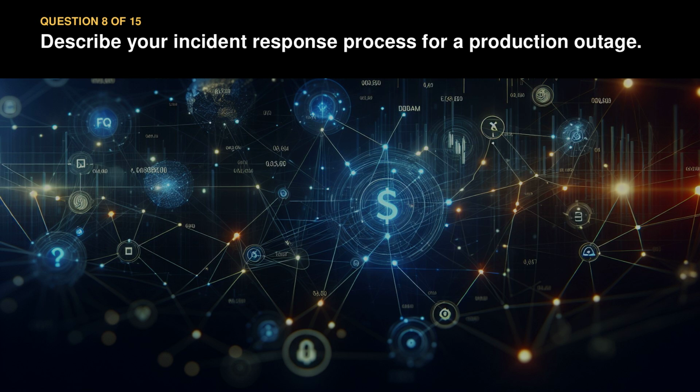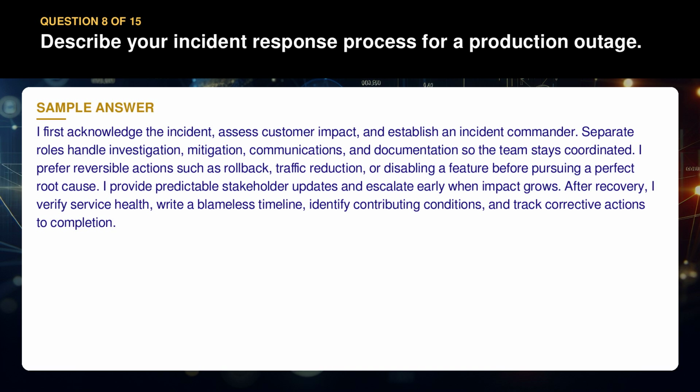Question 8. Describe your incident response process for a production outage. I first acknowledge the incident, assess customer impact, and establish an incident commander. Separate roles handle investigation, mitigation, communications, and documentation so the team stays coordinated. I prefer reversible actions such as rollback, traffic reduction, or disabling a feature before pursuing a perfect root cause.